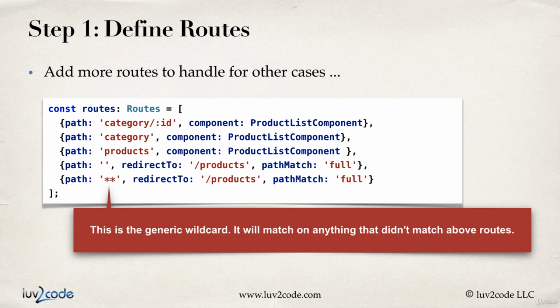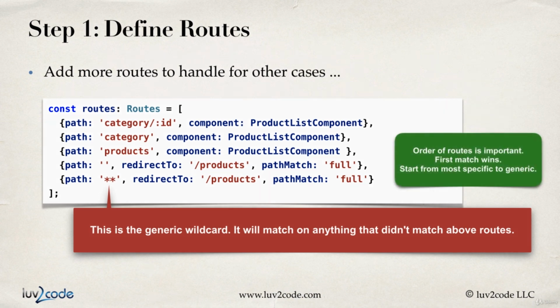And the final item here is the generic wildcard. We use the ** for this. So this will match on anything that didn't match the above routes. This is kind of like your else case if nothing else matched up above. Now, one thing to be aware of here is that the order of the routes is important. So the first match wins, going top down. So when you define your routes, you should start from the most specific route all the way down to the generic route.